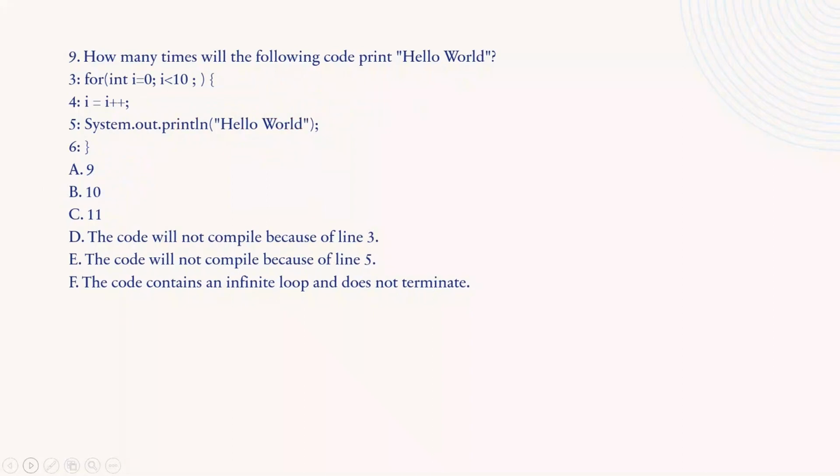But it's a very simple question if you know that particular concept. Now, how many times will the following code print hello world? It's very easy actually. The answer is actually F. The code contains an infinite loop and does not terminate. Why does the code contain an infinite loop and not terminate? In this example, the update statement of the for loop is missing.